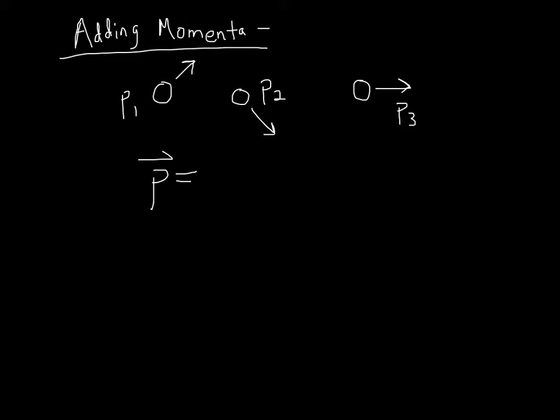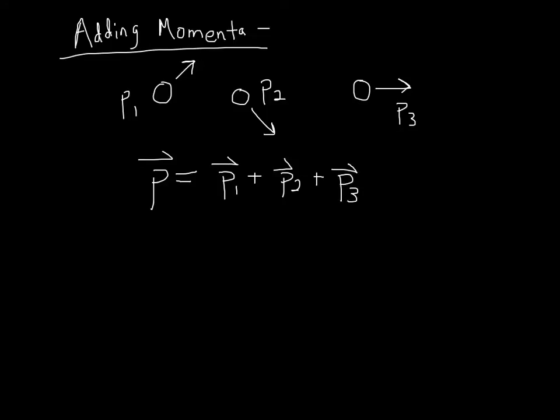Just a quick little aside about how to work with momentum. Let's say we have a bunch of particles. I have a little ball that's going up at an angle, another little ball that's going down at an angle, it has some momentum, and I have a third ball that's going off in another direction. All these momenta are going in different directions. I can add the momenta together. The total momentum, with a little vector sign, is equal to P1 plus P2 plus P3.